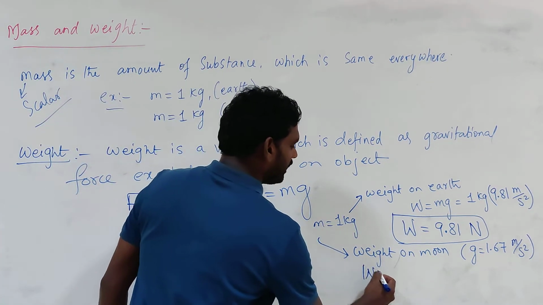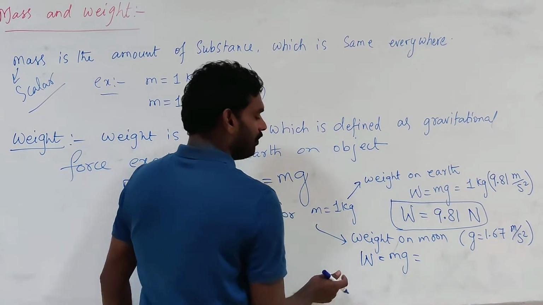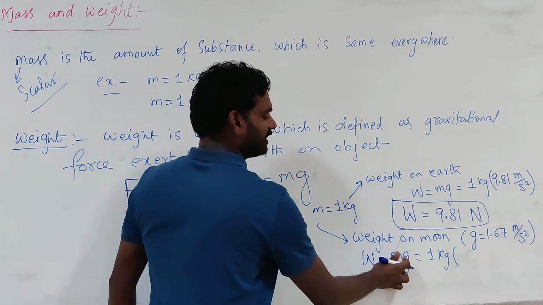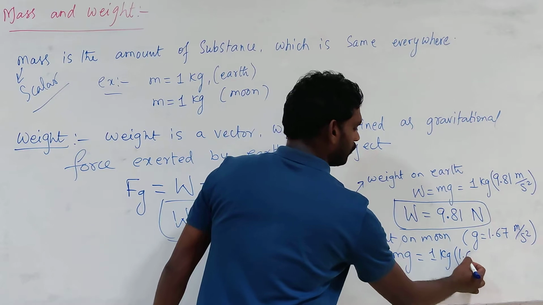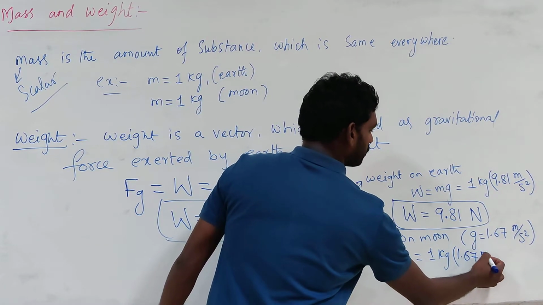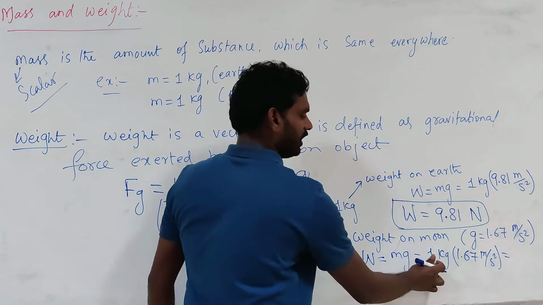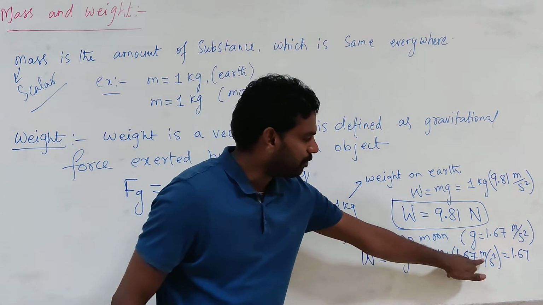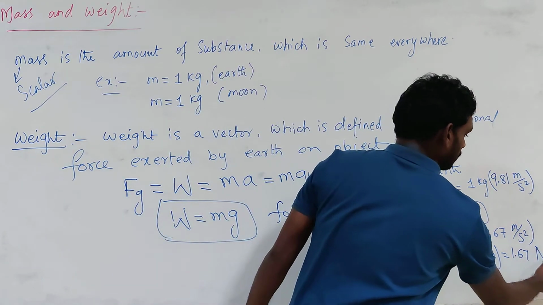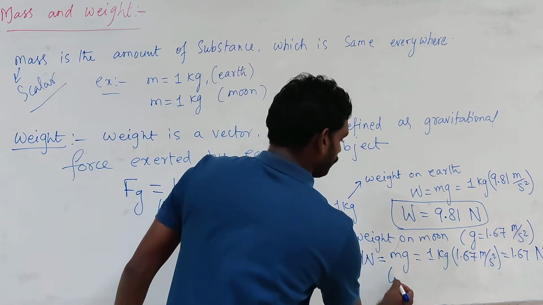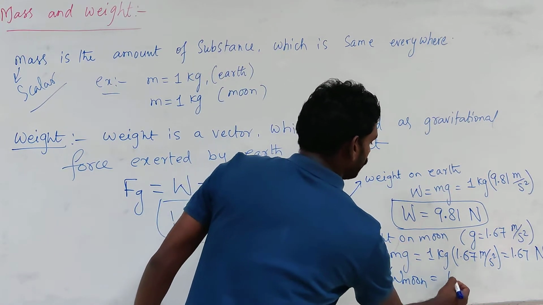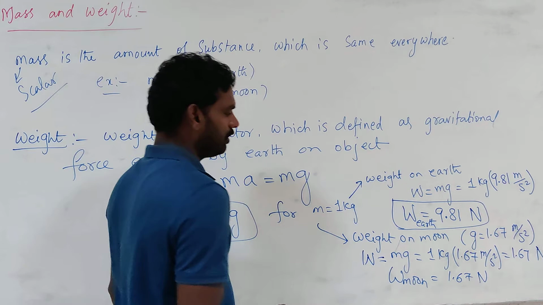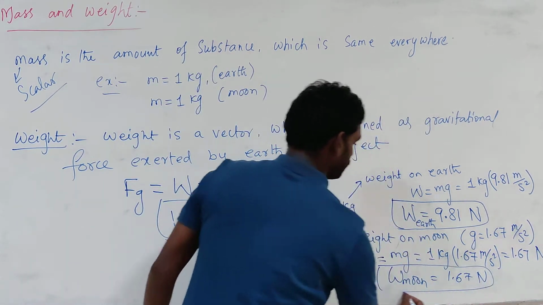So now weight on the Moon equals m into g. What is the mass of the object here? 1 kg, into the acceleration due to gravity on the Moon's surface, which is 1.67 meter per second square. That is 1 into 1.67, which is 1.67 kg meter per second square. Kg meter per second square is nothing but newtons. So the weight of the object on the Moon equals 1.67 newtons. Weight of the object on Earth equals 9.81 newtons.